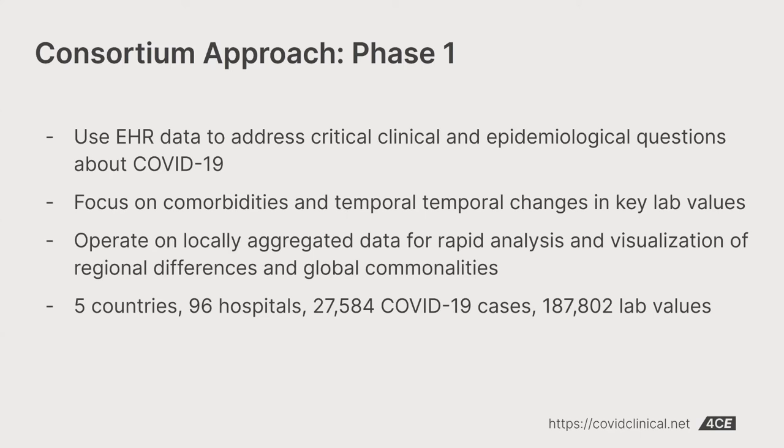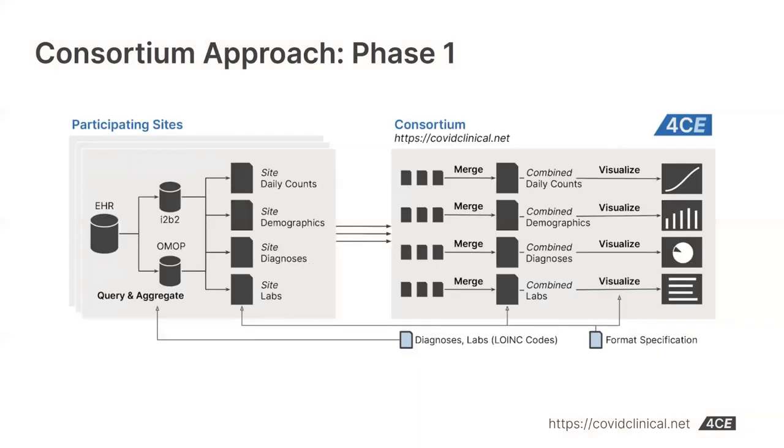As may have been mentioned earlier, there are data from five different countries: France, Germany, Singapore, Italy, and the United States. 36 hospitals in total, about 27,000 cases, and close to 200,000 lab values. So here's a graphical summary of this consortium and the approach that was taken. You see there's I2B2 as one of the sources for EHR data, as well as OMOP. The aggregation happens at the individual sites. The merge happens after the data is submitted to the consortium. And then we have daily counts of cases, demographics, diagnoses, and lab values. And that is the information that we were asked to visualize.